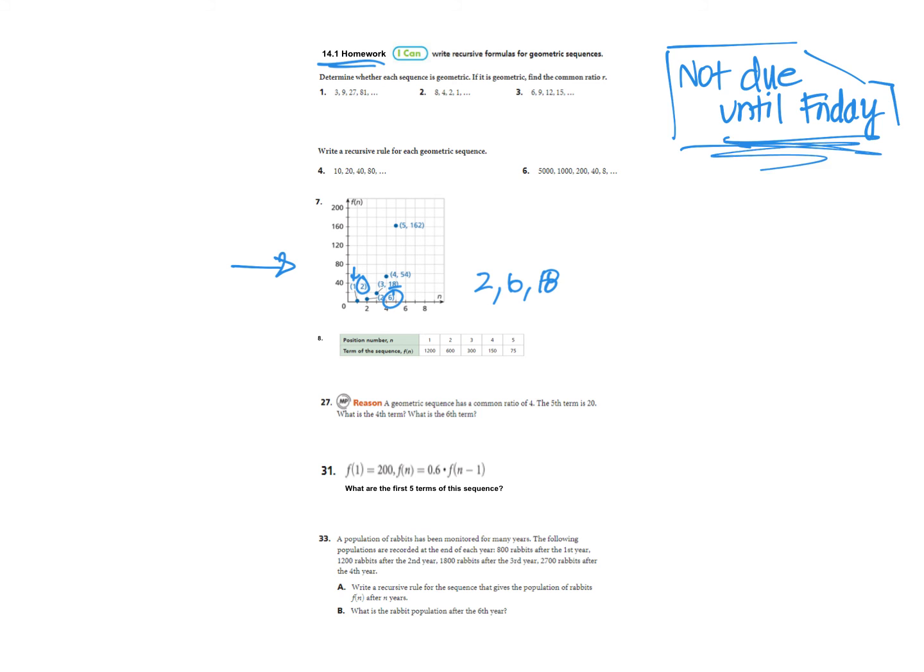Again, not due until Friday because today is a little bit short in class. If you didn't finish up the packet from the other day, you can also work on that if you still have some of that left. And we will work on this more in class tomorrow when I am back.